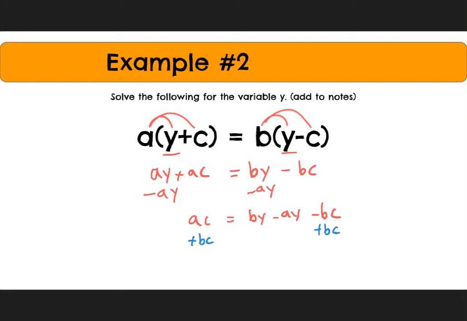We add bc to both sides, and now we are left with AC plus BC, not to be confused with the popular band AC/DC. And now we have BY minus AY. This is where our factoring process comes in. We take out the factor of y, and we are left with B minus A.